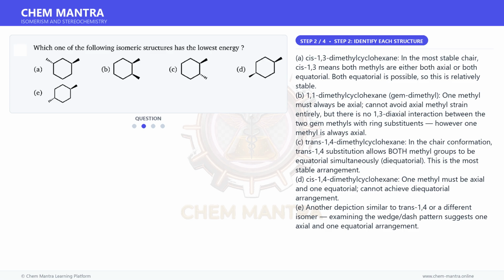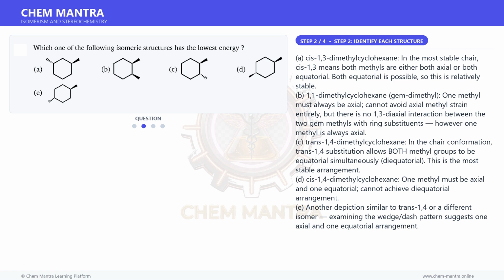A. Cis-1,3-dimethylcyclohexane. In the most stable chair, cis-1,3 means both methyls are either both axial or both equatorial. Both equatorial is possible, so this is relatively stable. B. 1,1-dimethylcyclohexane. Gem-dimethyl: one methyl must always be axial, so it cannot avoid axial methyl strain entirely, but there is no 1,3 diaxial interaction between the two gem methyls with ring substituents; however, one methyl is always axial.